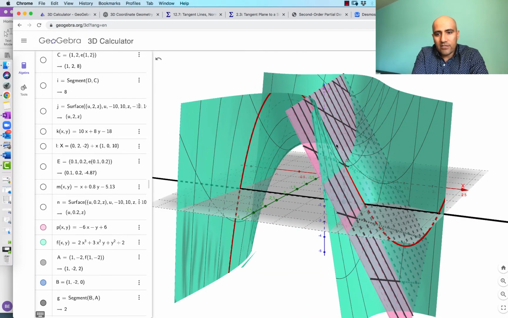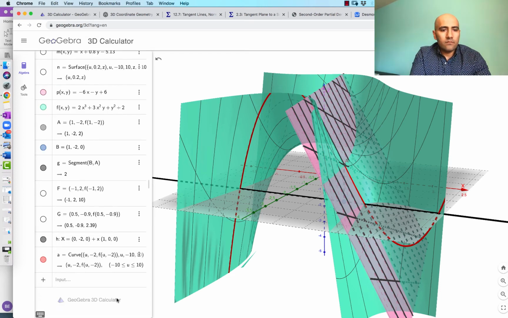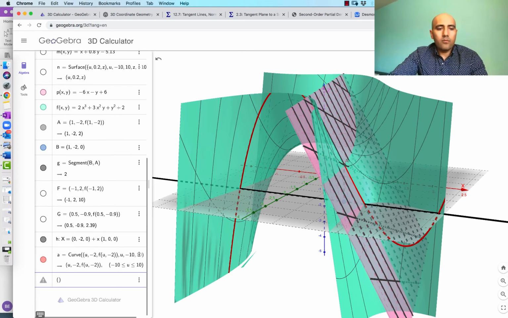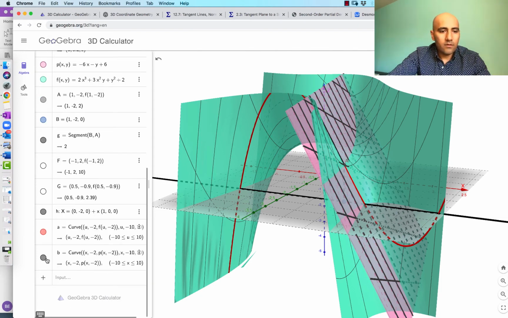Okay, so I want a tangent line that goes somewhere along this way. Okay, so let's find that one. I want all points where the x is free, the y is -2, and now I want all the points that live on that plane, which is defined by the function p, so it'll be the points p of x comma -2. That should do it. And let's change the color of it.